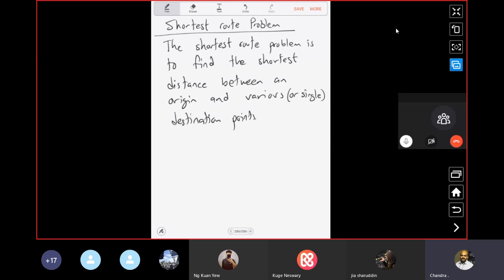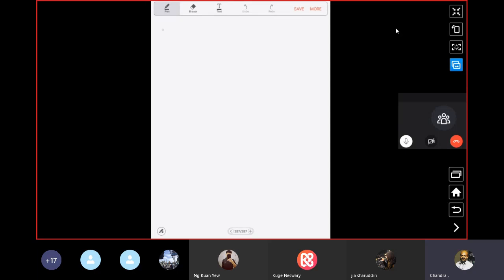Now, shortest route problem. The shortest route problem is to find the shortest distance between an origin and various or single destination points. So let us go through this with one example. Let me give one example.